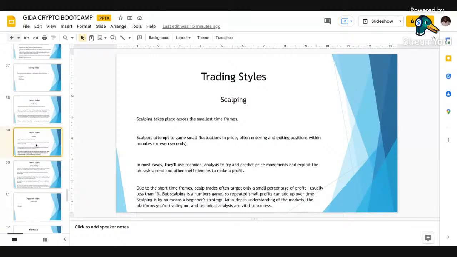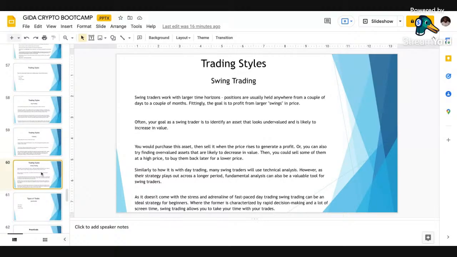Now, the other one is scalping. Scalping takes place across the smallest time frames. So scalpers attempt to take profits on small fluctuations in price. If you see Bitcoin do plus 5%, people buy and sell in that range from 0 to plus 5%. That is what you are, a scalper. Scalpers make lots of trades in a short period of time. That is what scalping is.